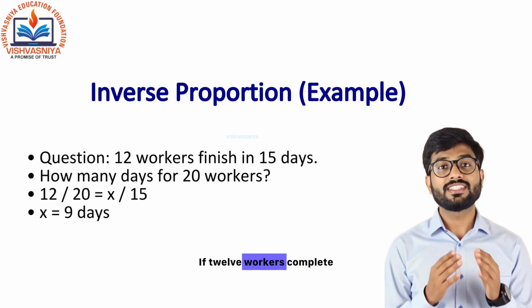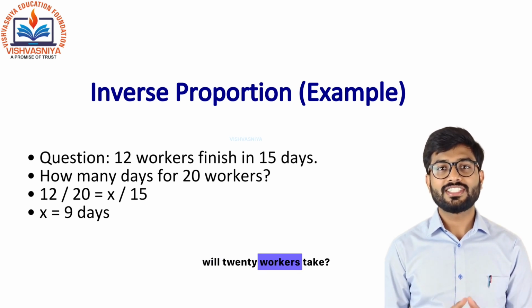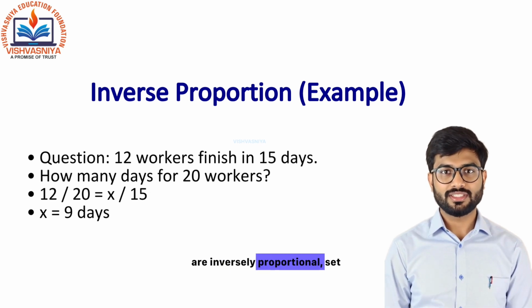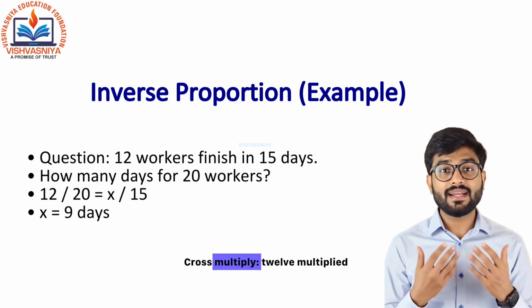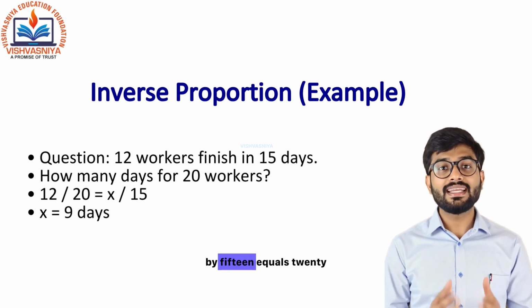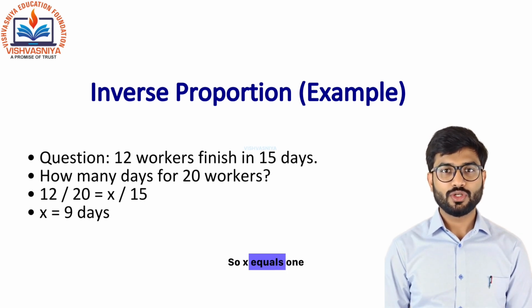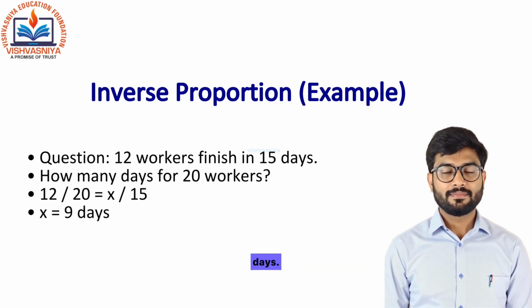If 12 workers complete a job in 15 days, how many days will 20 workers take? Because workers and days are inversely proportional, set 12 divided by 20 equals x divided by 15. Cross multiply: 12 multiplied by 15 equals 20 multiplied by x. So x equals 180 divided by 20 which equals 9 days.